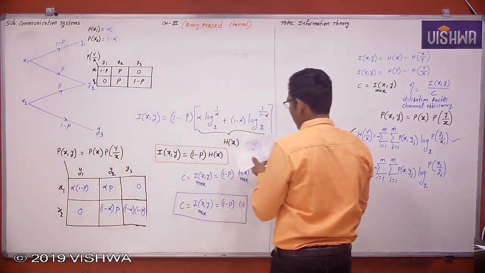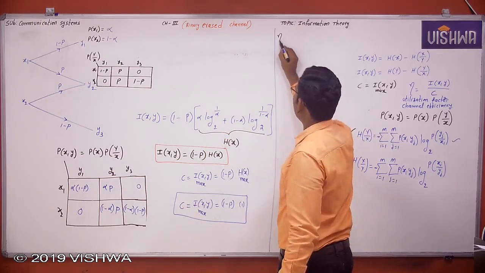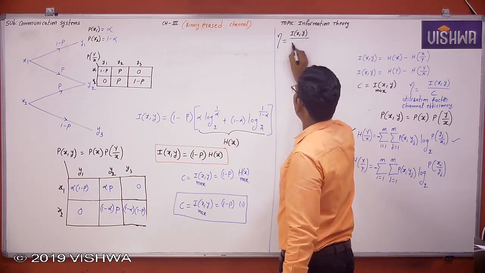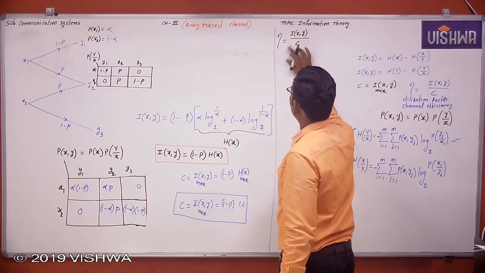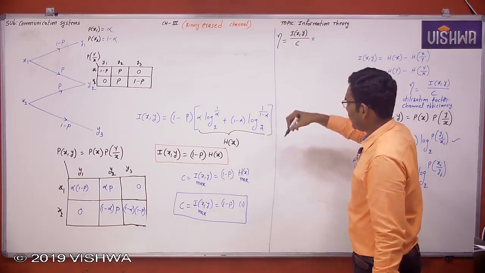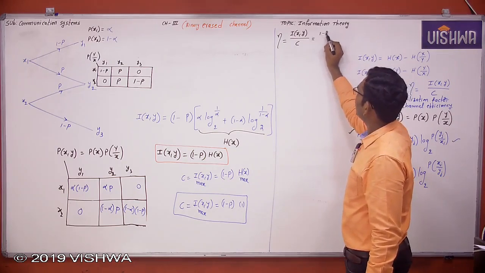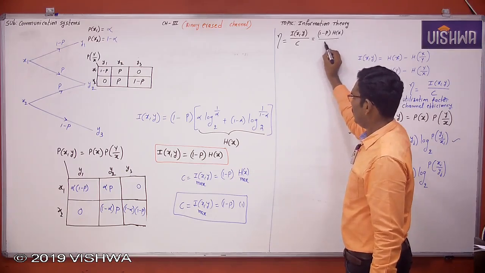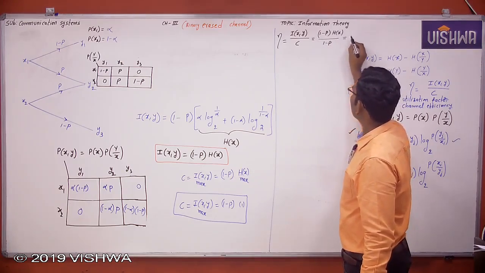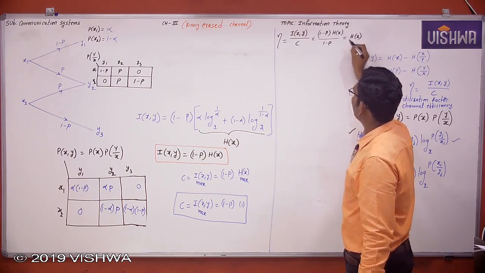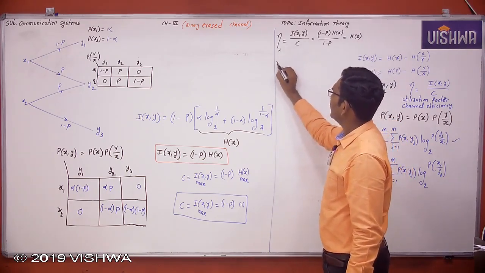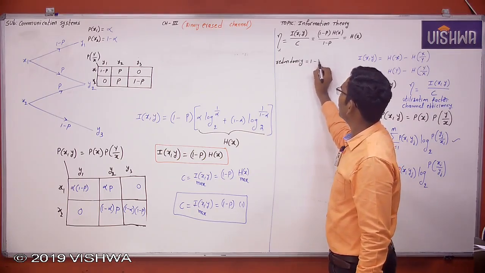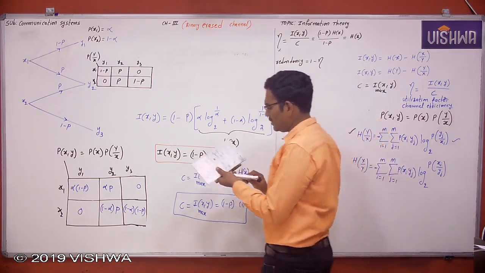What is efficiency? What is the utilization factor? The utilization factor or efficiency is I of x comma y by channel capacity. What is I of x comma y? I of x comma y is 1 minus p into h of x, and channel capacity is only 1 minus p, so 1 minus p is cancelled. So the utilization factor is nothing but the entropy of source x, and redundancy is equal to 1 minus utilization factor. Very simple formulas, right?